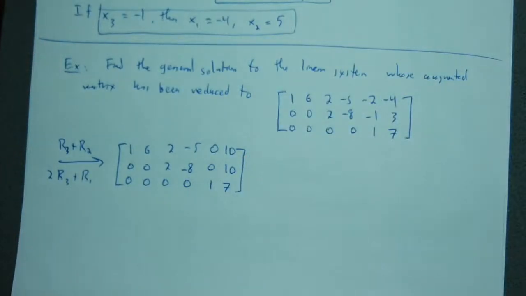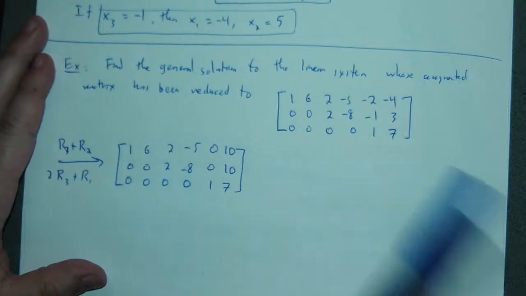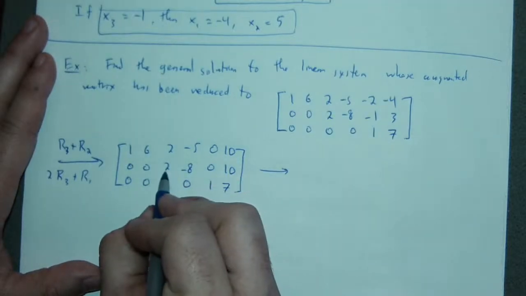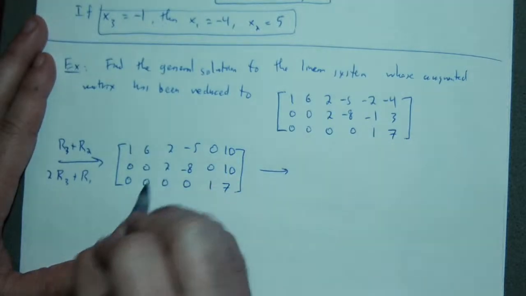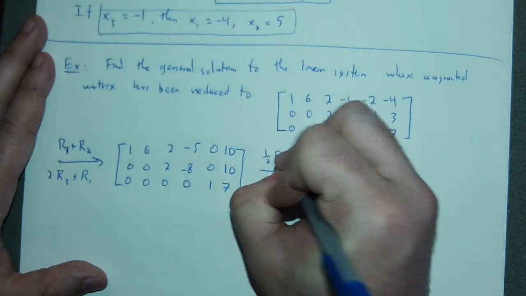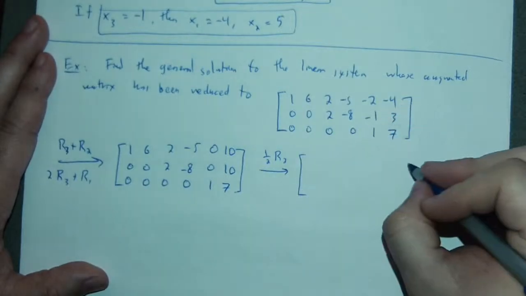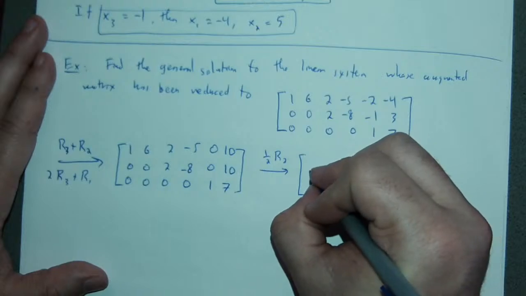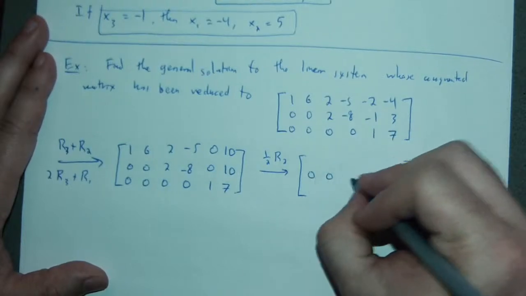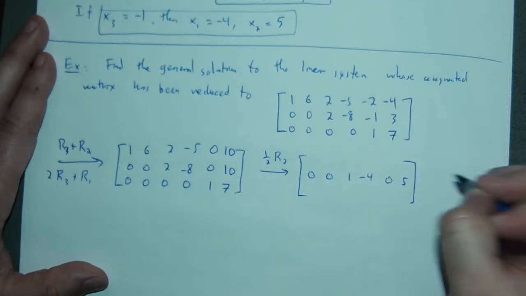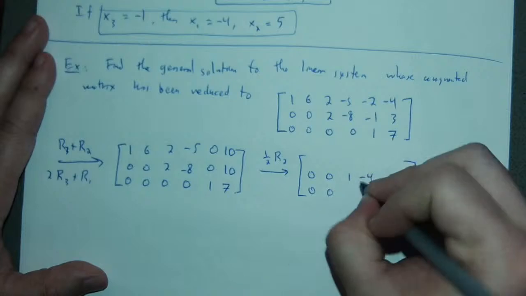Okay. So now what do I do? I want to identify the next pivot that I'm going to switch to 1 so that I can zero out what's above it. So here I want to scale this by 1/2. So 1/2 times row 2. I'm going to go ahead and copy that here so that I can do this next bit in the same matrix. So 0, 0, 1, minus 4, 0, 5. Okay, the third row is unchanging.